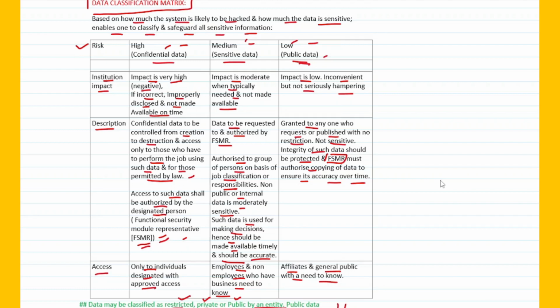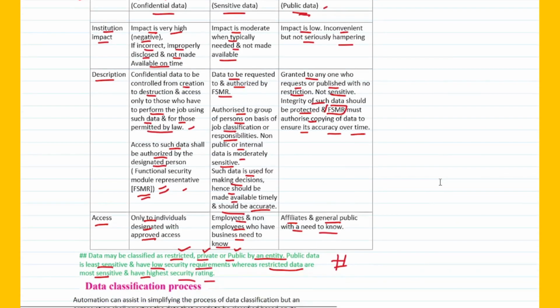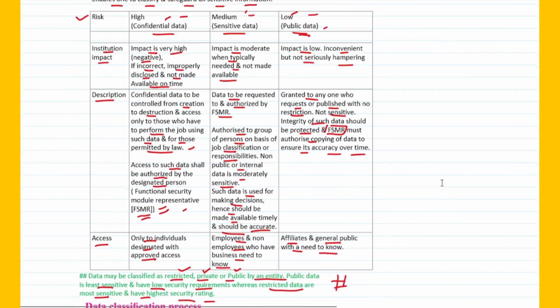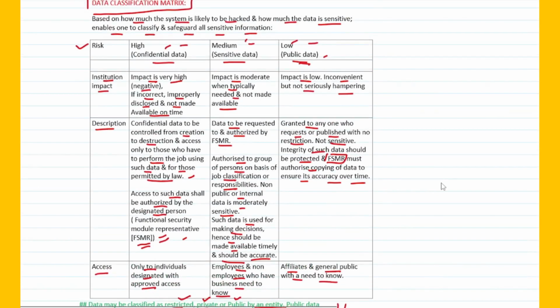Access to such data should be authorized by someone called the FSMR, that is, the Functional Security Module Representative. Access is only for individuals designated with approved access, right? Then we talk about the medium category, something which is not high becomes medium. It is moderate when typically needed and not made available. The data is to be requested and authorized by the FSMR.